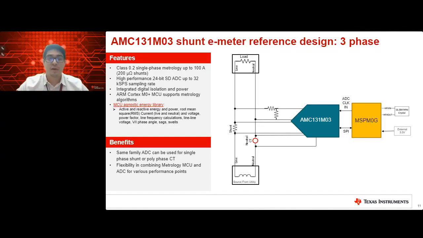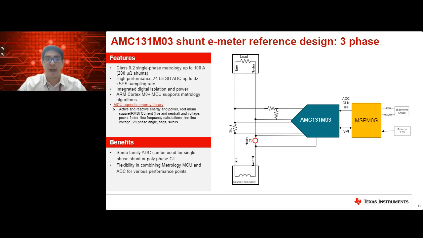Our first one here is a single-phase shunt emitter reference design using the AMC-131M003. This was sort of an in-between process while we were working with the AMC-131M003. We have this one here to just kind of show off the initial features, showing that we have a class 0.2% accuracy, measuring up to 100 amps with a 200 microamp shunt. We are able to show high performance with up to 32 kilosamples per second sampling rate. The integrated digital isolation and power, of course, that's inherent to the AMC-131.